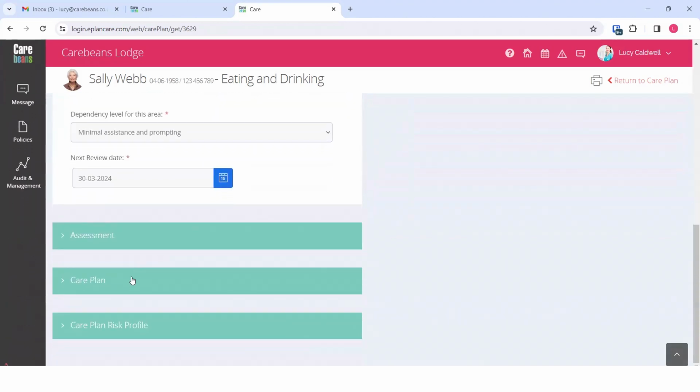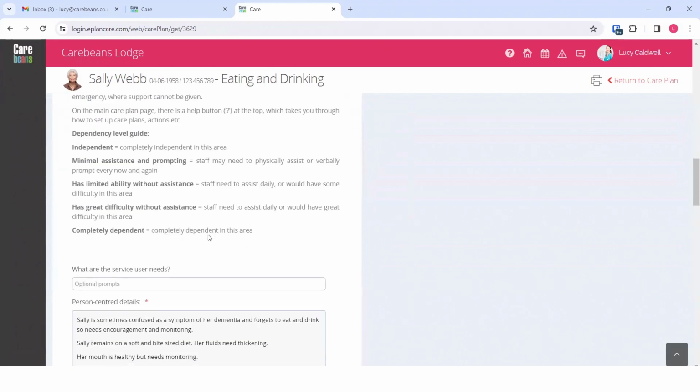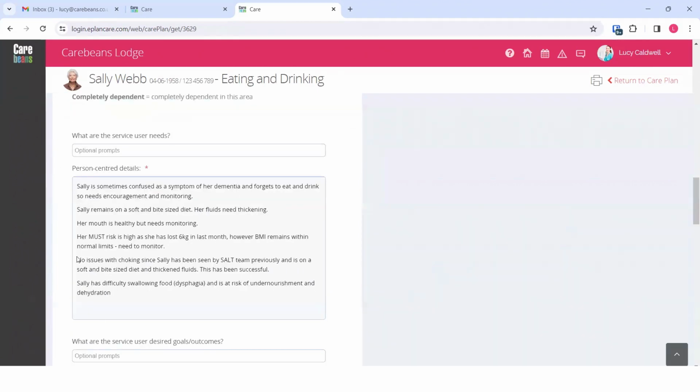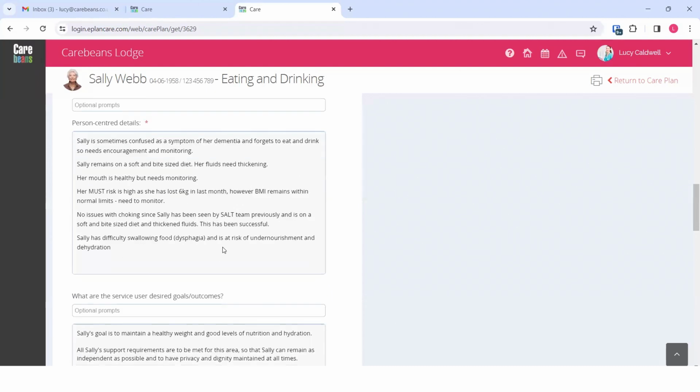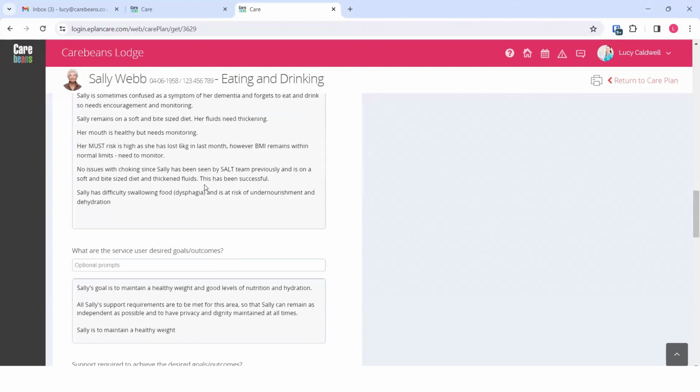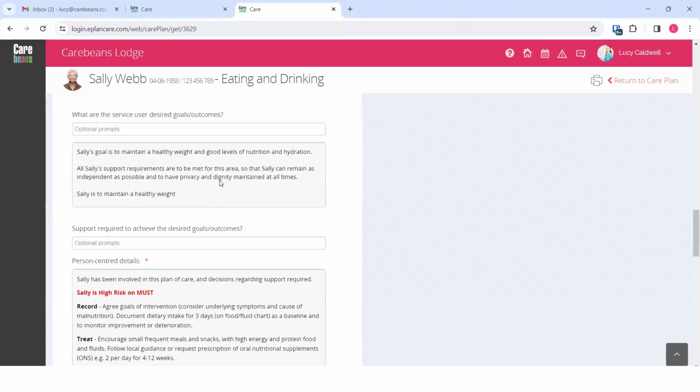So I've gone into my care plan and I've just put here what the issues are. She's been seen by the SALT team because she was having difficulty swallowing food. She's got dysphagia. She's at risk of undernourishment and dehydration. So these are kind of the issues. And again, you'll get all these examples. I've put the goals: to maintain a healthy weight, good levels of nutrition and hydration, and be treated with dignity at all times.